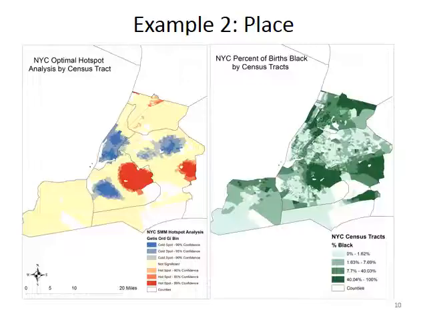On this slide, you'll see a hotspot map on the left for New York City, and on the right, a map showing percentages of Black births. Comparing these two maps, you'll see that the red hotspots, indicating higher rates of severe maternal morbidity, correspond to the locations of higher percentages of Black residents. This shows a racial ethnic health disparity.